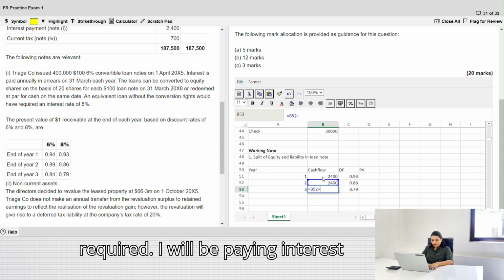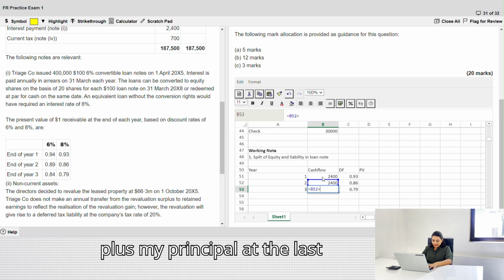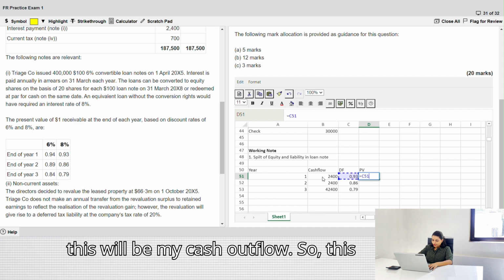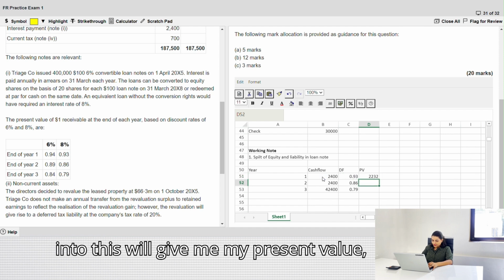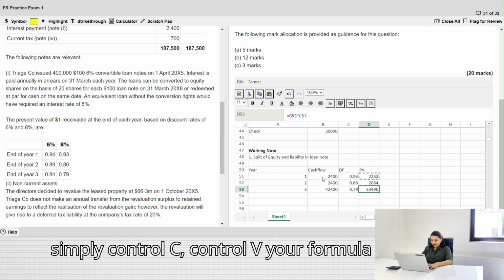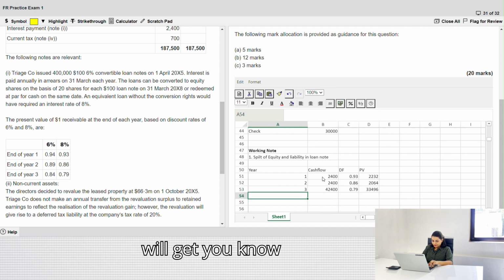I will be paying interest plus my principal in the last year. This will be my cash outflow. So this into this will give me my present value. Simply Control C, Control V, your formula will get copied. Then you can say total liability.